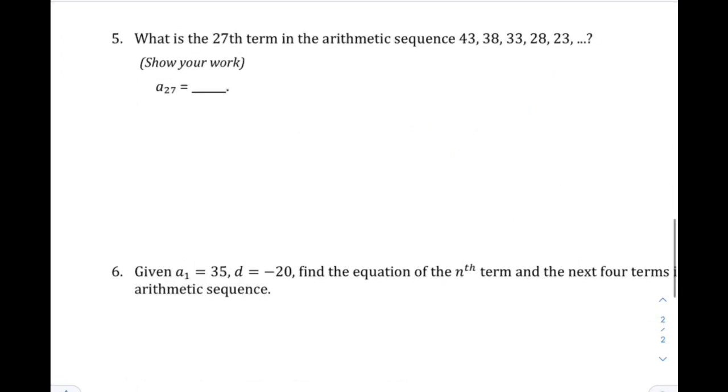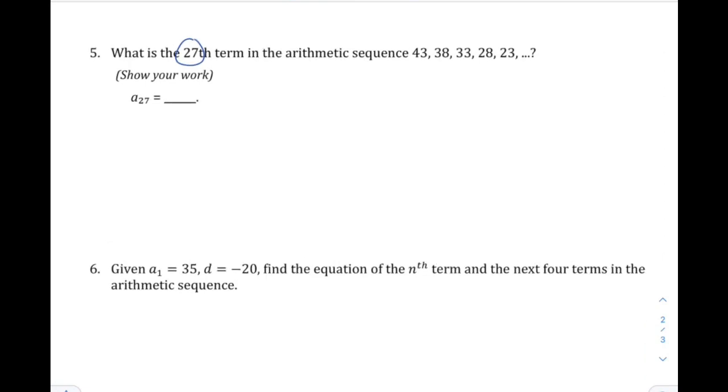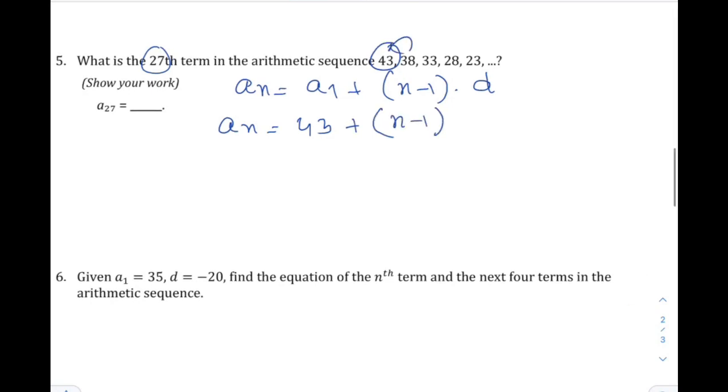What is the 27th term? Of course it can be changed. They can ask about the 27th, 87th, 2076, whatever. So to do that, we first can write the equation of the function, which is an is equal to a1 plus n minus 1 times d. Now a1 is the first term, which is 43, plus n minus 1 times d. In this case, our d will be 38 minus 43, which is how much?